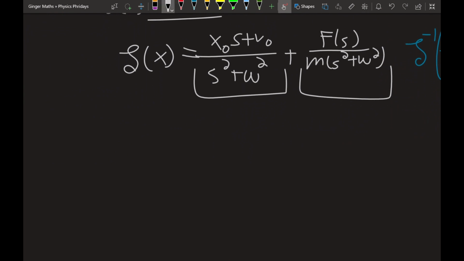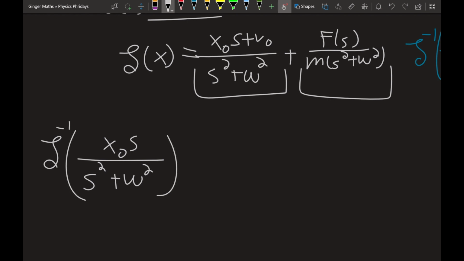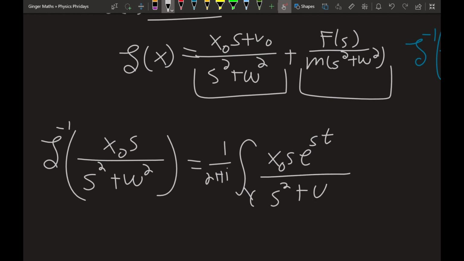So to do this, we're just going to take this in 3 chunks. First, we're going to find the inverse Laplace transform of x naught s over s squared plus omega squared. To do so, we are again just going to apply the integral: 1 over 2 pi i times our integral over gamma of x naught s e to the st divided by s squared plus omega squared ds.